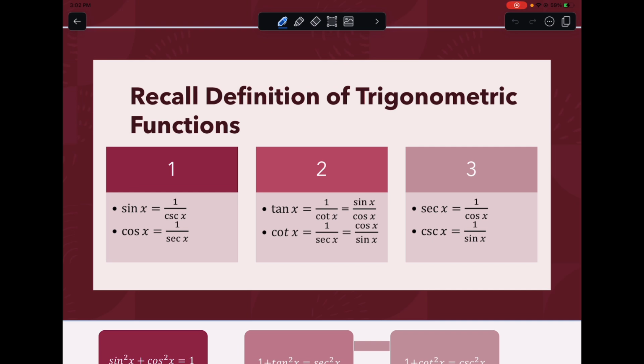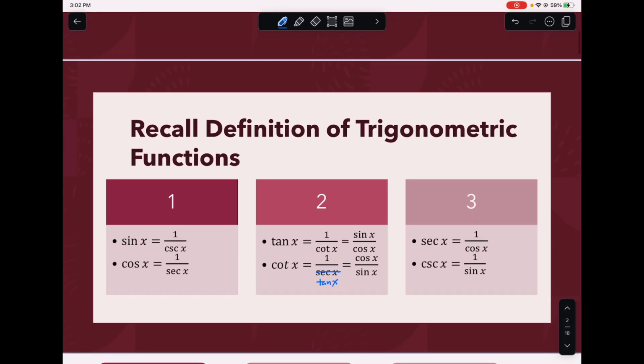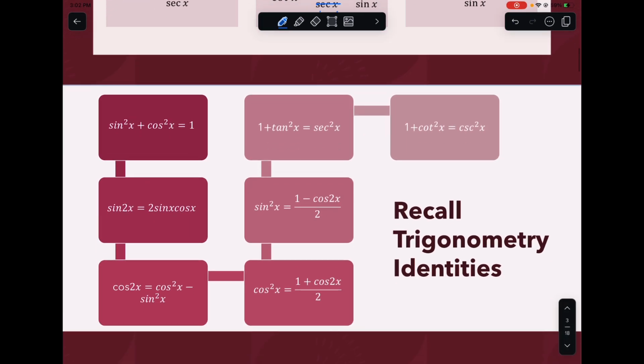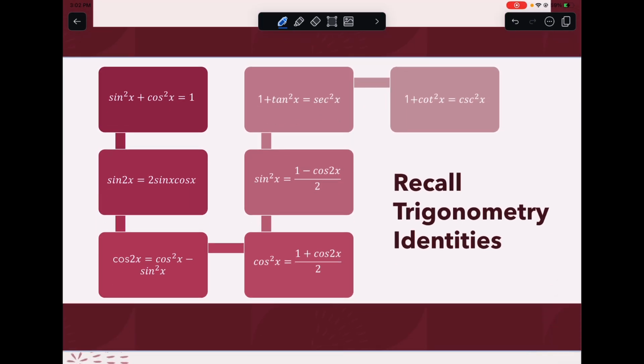So cotangent is, this should be tangent, 1 over tangent x, or it could be cosine x over sine x. And then we have secant x, which is equal to 1 over cosine x, and cosecant is 1 over sine x. So aside from the 6 basic trigo functions, we have as well the trigo identities using the Pythagorean theorem. The Pythagorean identities are the following: sine squared plus cosine squared is equal to 1.